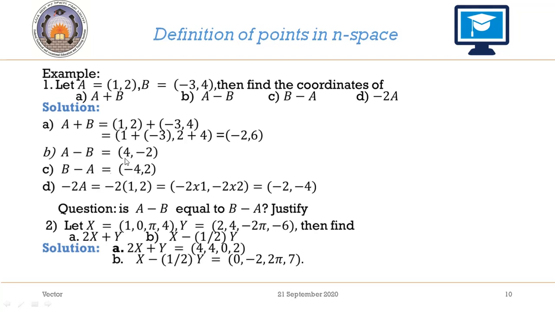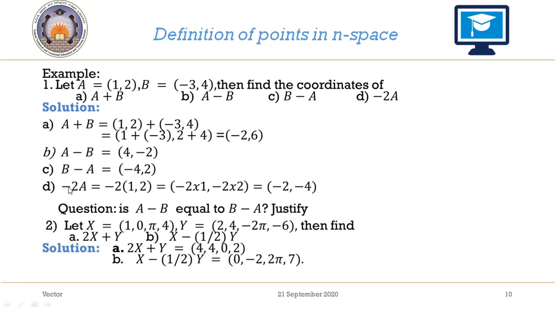A minus B. To find the coordinates of A minus B, in the same way, simply subtract the first component of B from the first component of A, and the second component of B from the second component of A. Then the result is 4 and -2. Use the same way to find the components of B minus A.